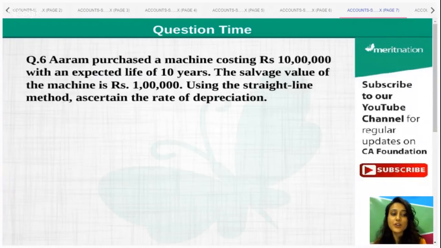Are we clear on this? I hope nobody is giving 9% as the answer. 9% is not the right answer here.